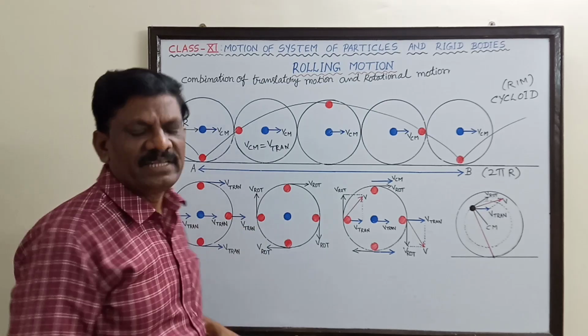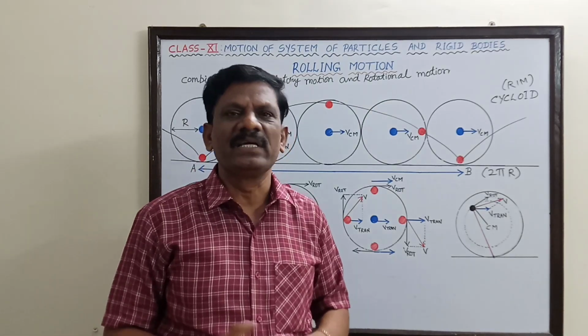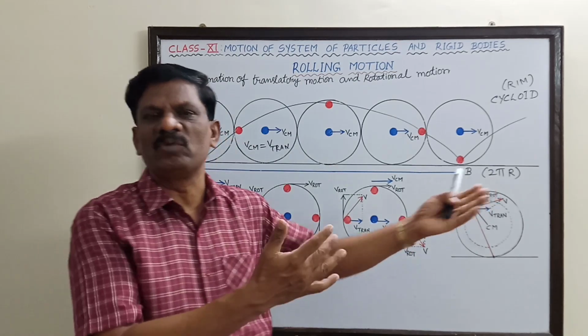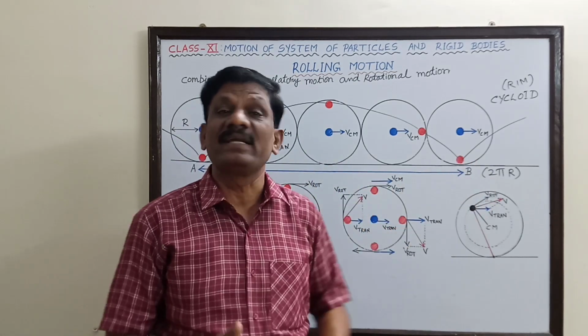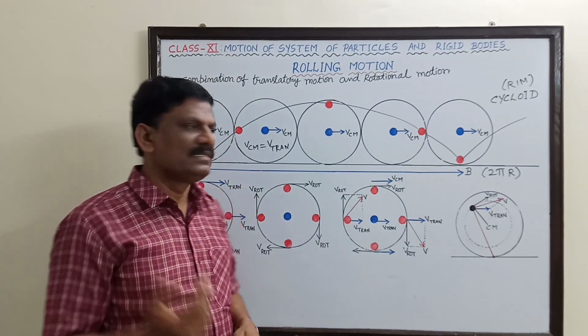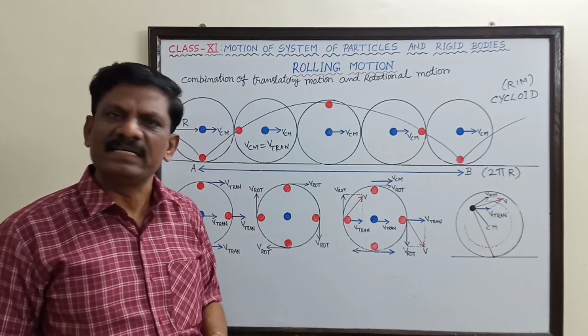So what is the translational velocity of the particle at the center of mass? As well as all the particles, their velocity due to translatory motion along a straight line will be the same, and hence it is also equal to the velocity of the center of mass.